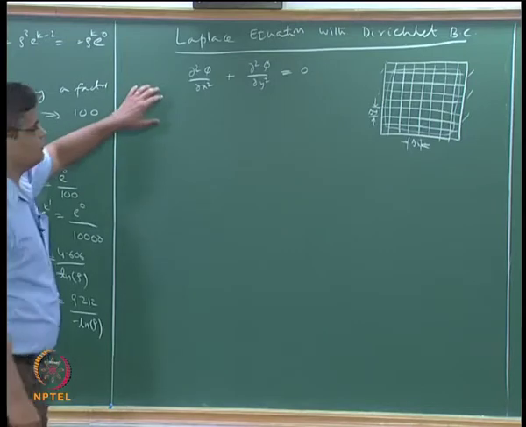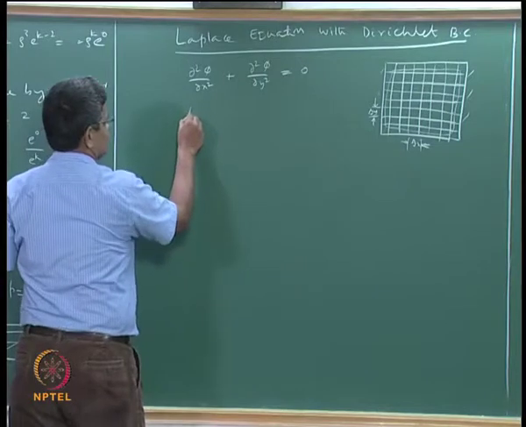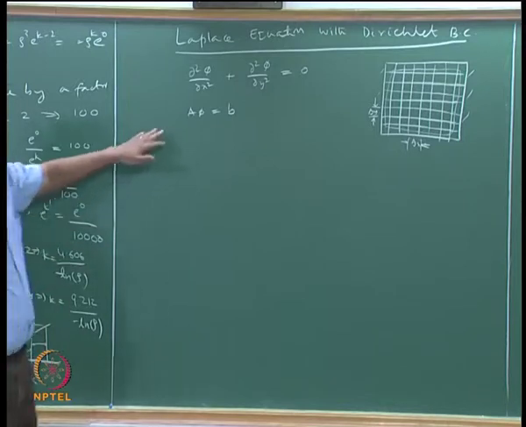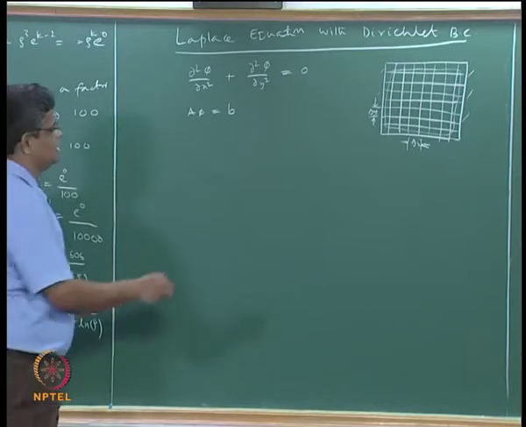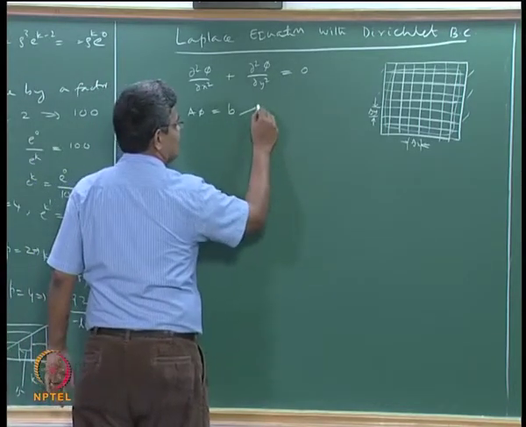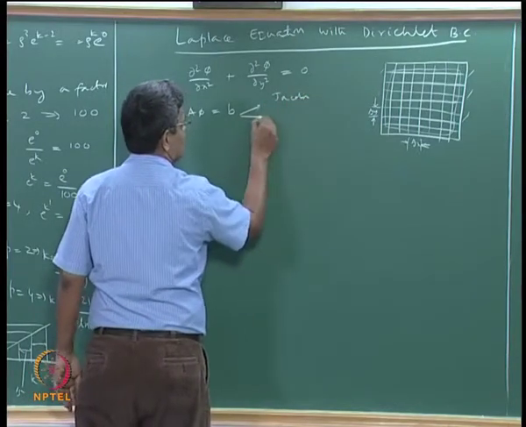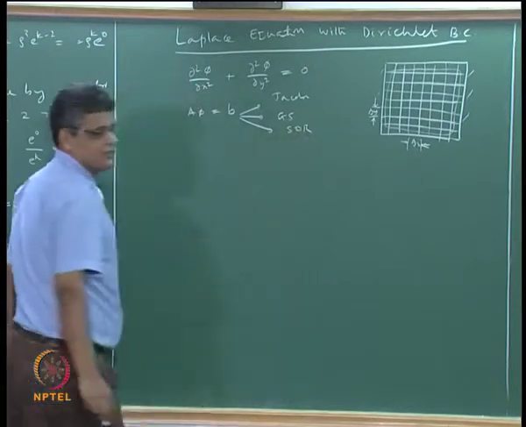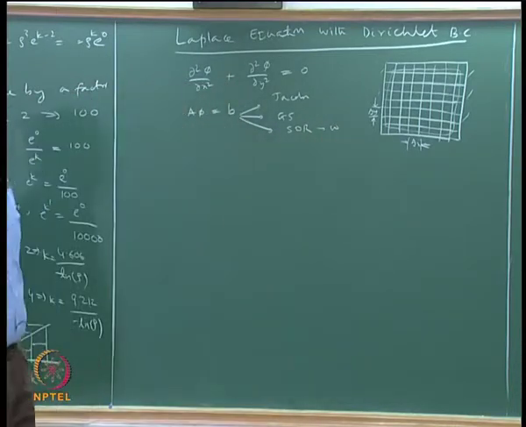Okay, so we can convert this using central differencing into some A phi equal to b, and we can decompose this A into D minus E minus F, and from that we can attempt to solve this using either the Jacobi method or the Gauss-Seidel method or the SOR method by specifying the value of the over relaxation factor.